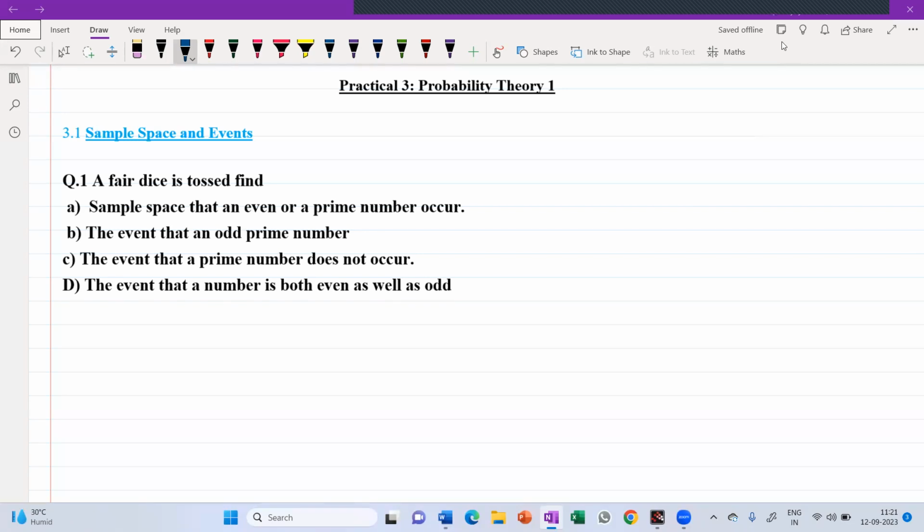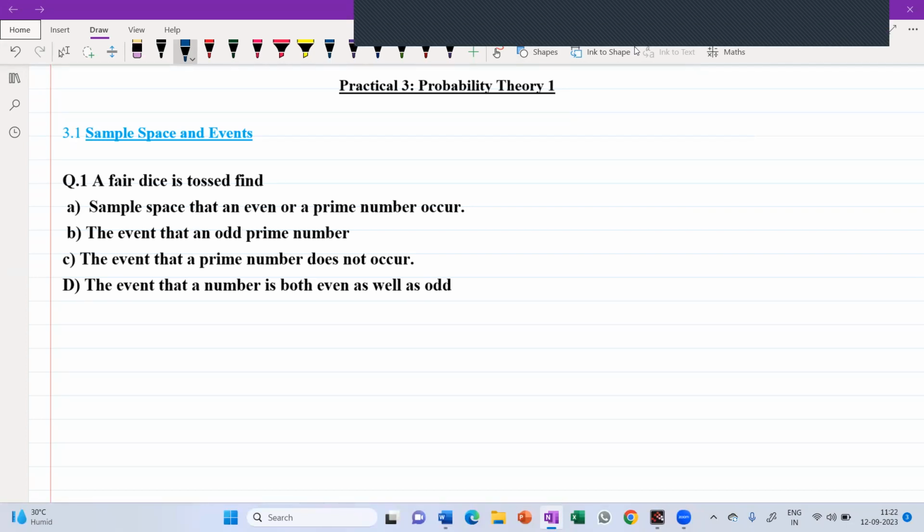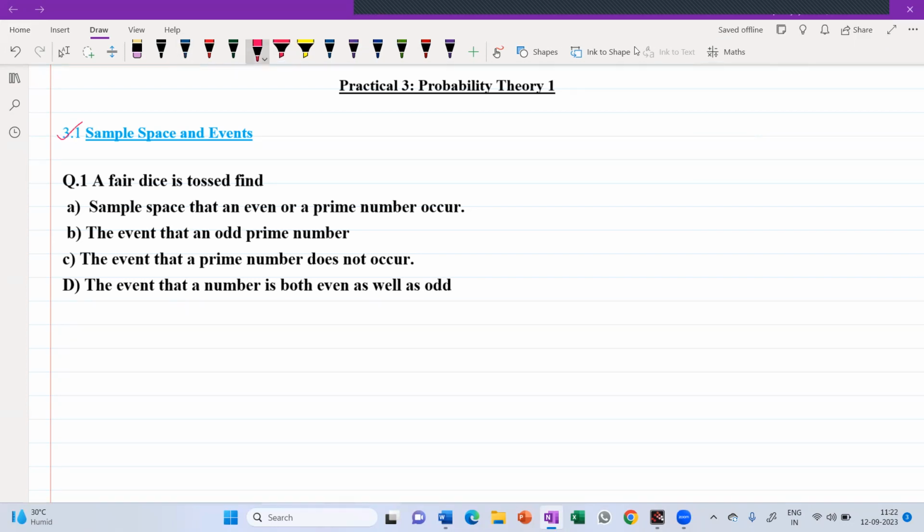Let us start with today's practical. As you all can see, we are starting with today's practical on probability theory. The first practical is on sample space and events. Before we start with the question, let us understand first what is sample space and what is event. When we know the meaning of sample space and event, the question becomes very easy for us to understand and to answer.